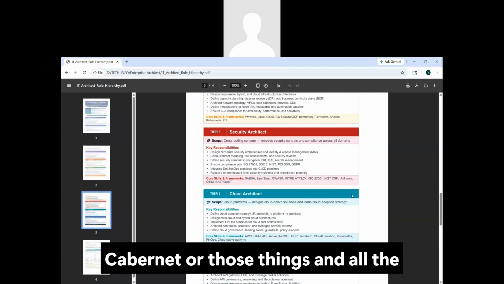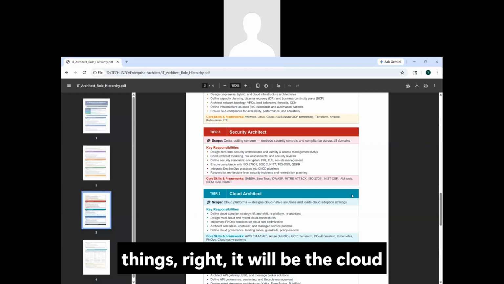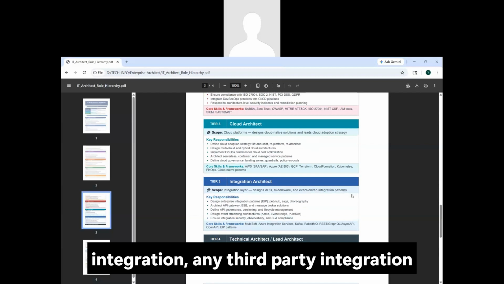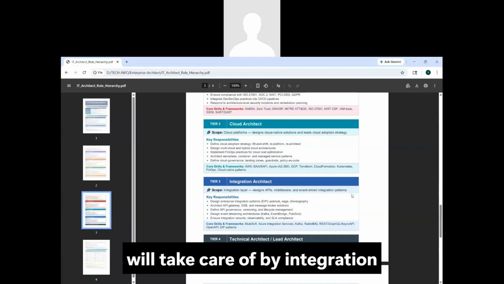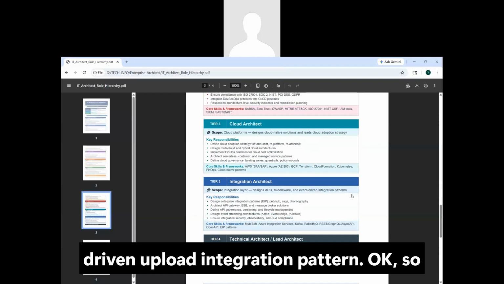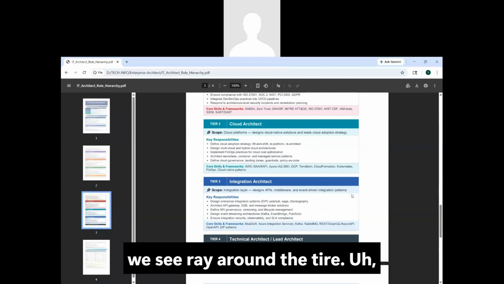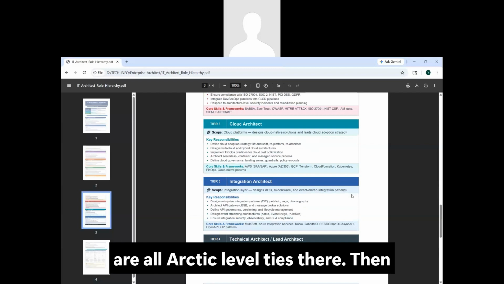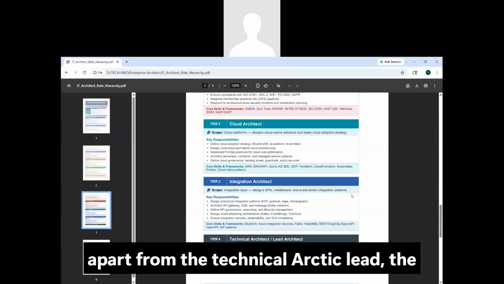Then Kubernetes, Docker, and those things will be taken over by the cloud architect. Then any third-party integration will be taken care of by the integration architect, whether it is middleware or an event-driven integration pattern. So these are all architect-level roles.